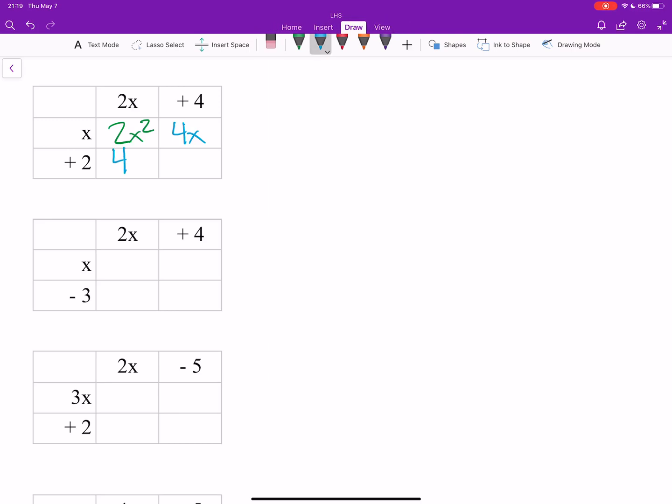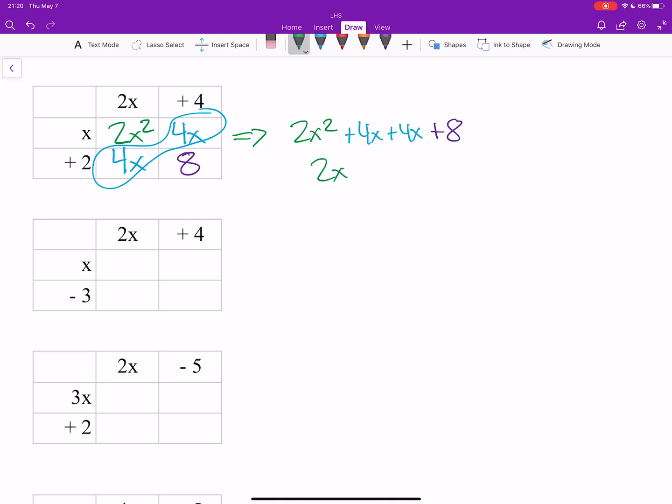2 times 2 is 4, and then I bring along my x. Final box here, 4 times 2 or 2 times 4 is going to give me 8. From here, the process is the same. I just write that out horizontally. 2x squared plus 4x plus 8, with my like terms next to each other because they can get combined, right? Like terms show up diagonally there.